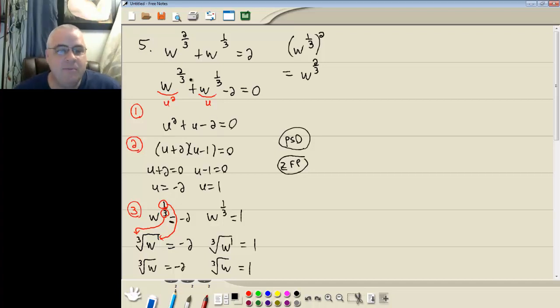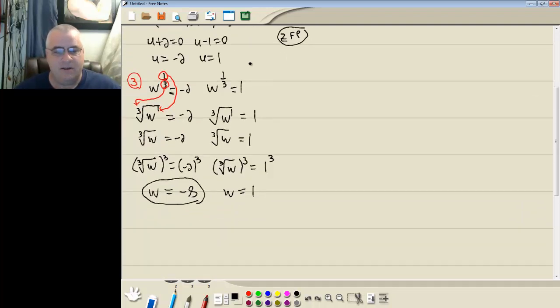Now 1. If I put 1 up here, 1 to the 2/3 plus 1 to the 1/3. 1 to any power is 1. So we'd have 1 plus 1, which gives us 2. So it checks. And those are our 2 answers to that problem.